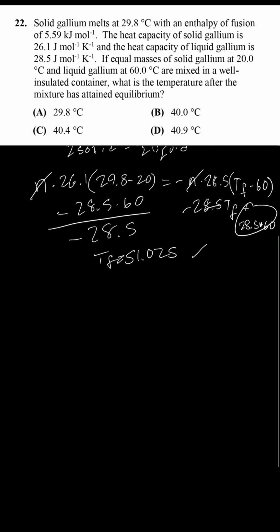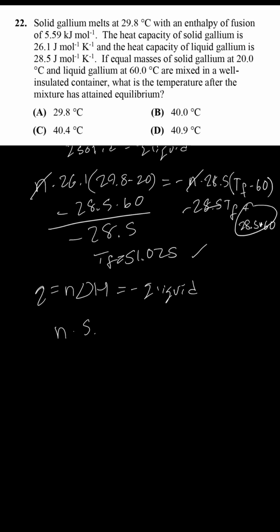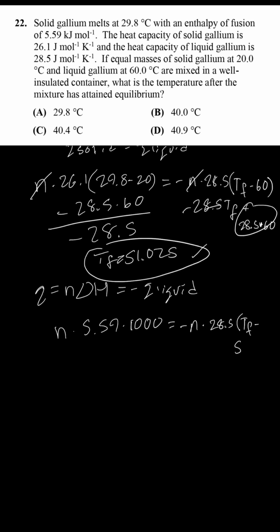The Q of the solid melting is going to be n times delta H, and once again it's equal to the negative Q liquid. So n times delta H, which is 5.59 times 1,000, because we need it in joules, equals negative n times the C, which is 28.5, times TF, which we'll solve for, minus the temperature final from the previous step, which was 51. Let's just use 51.